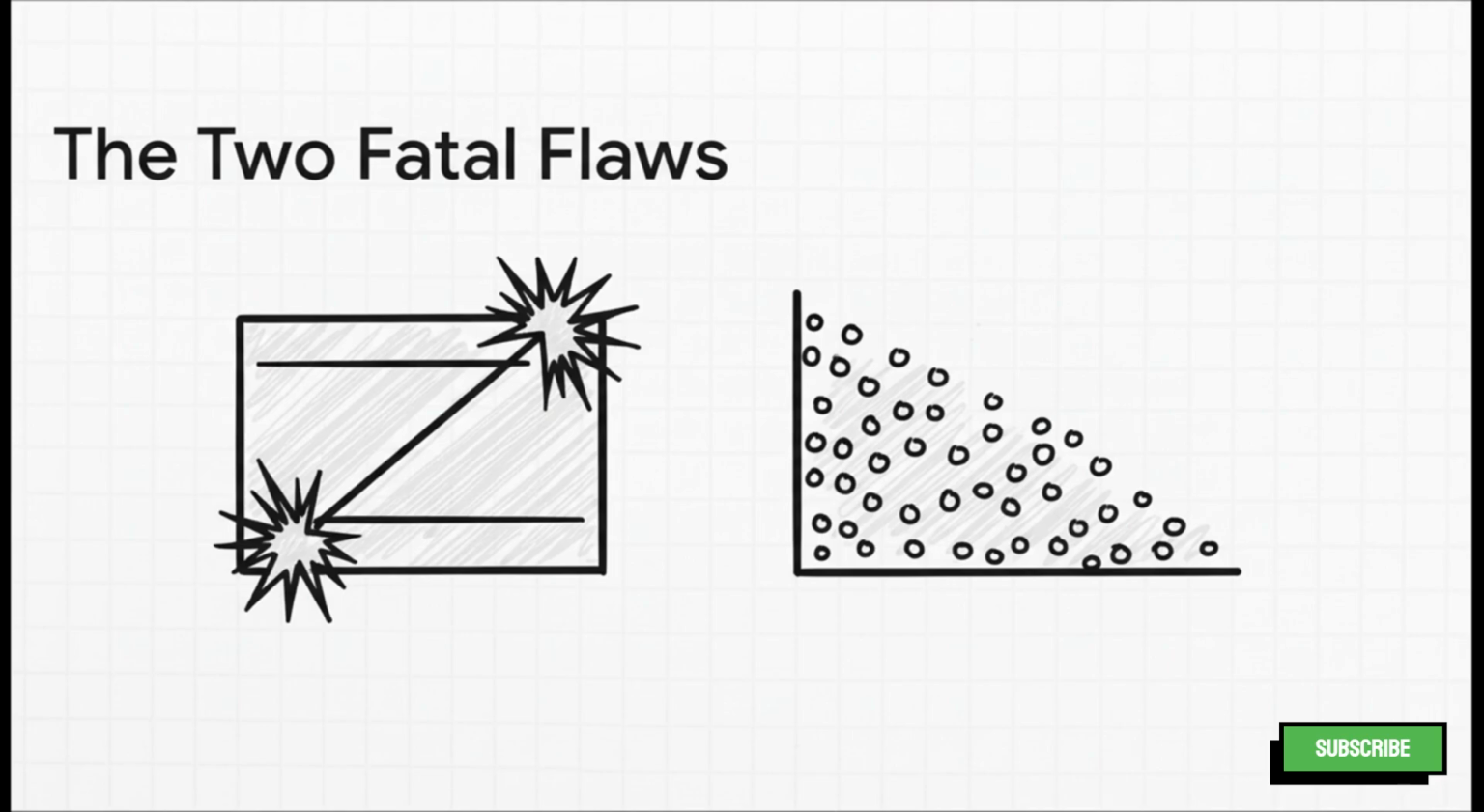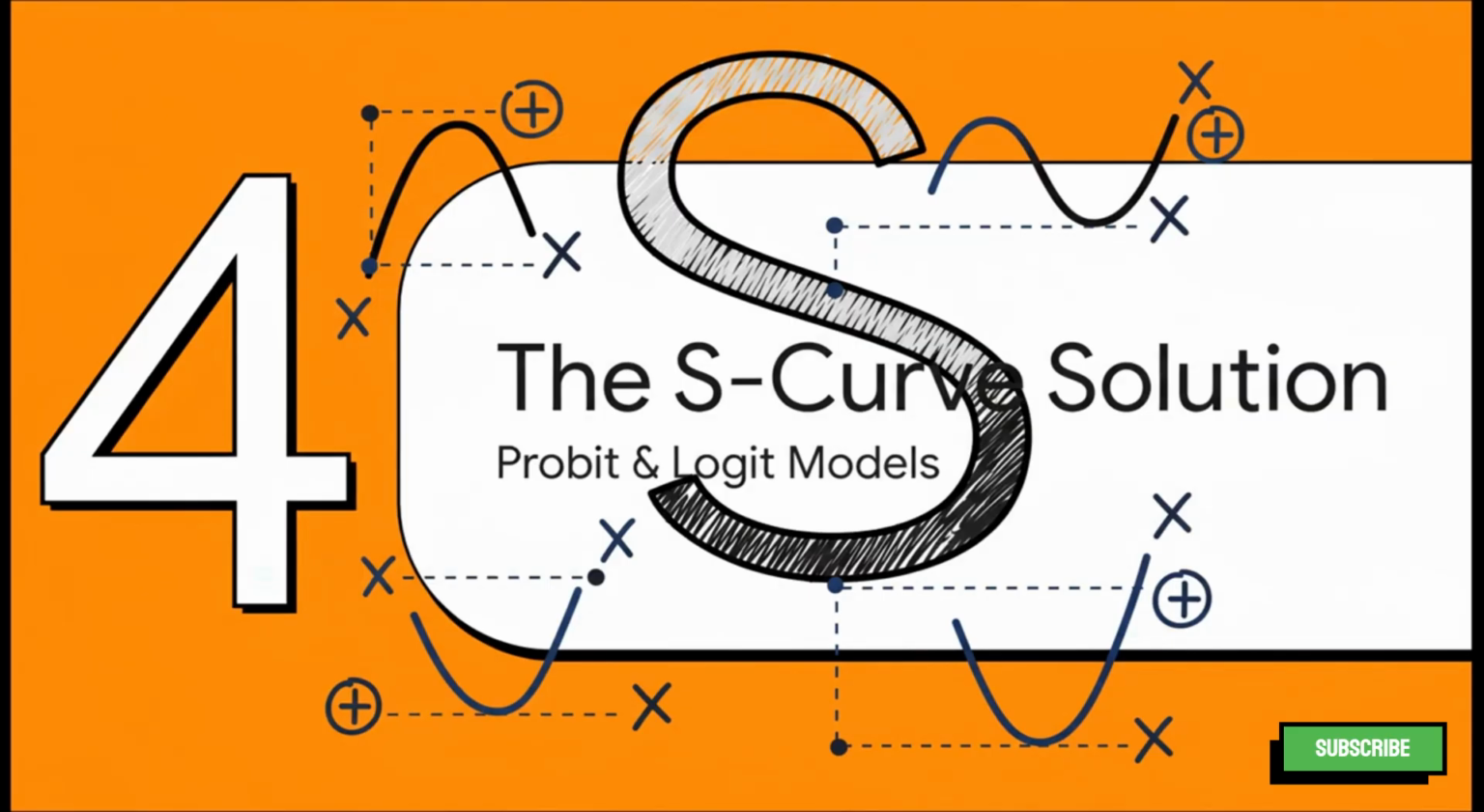The short version, it's just the wrong tool for this kind of job. Okay, so a straight line is out. We need a different shape. And that brings us to the real pros, the two industry standard solutions for modeling these yes or no outcomes.